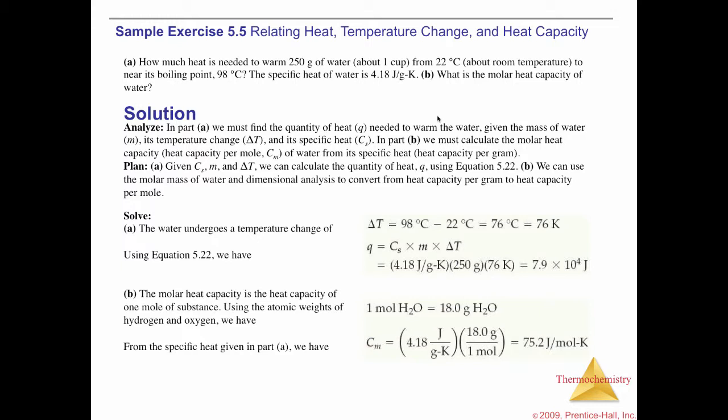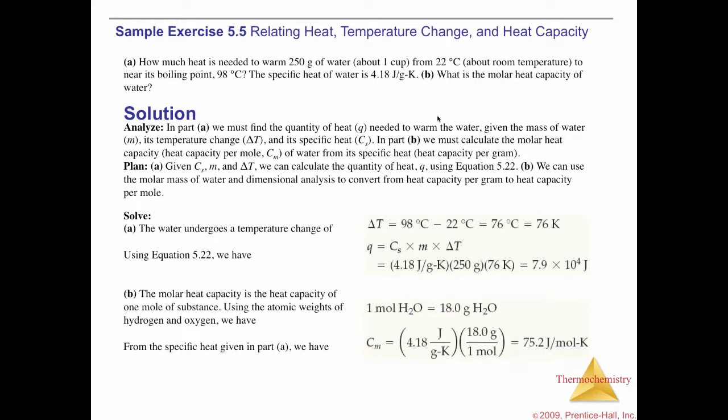Plan. For Part A, we are given C_s, which is the specific heat, m stands for mass, and delta T, which is the change in temperature. We can calculate the quantity of heat, q, using equation 5.22. We can use the molar mass of water and dimensional analysis to convert from heat capacity per gram to heat capacity per mole.